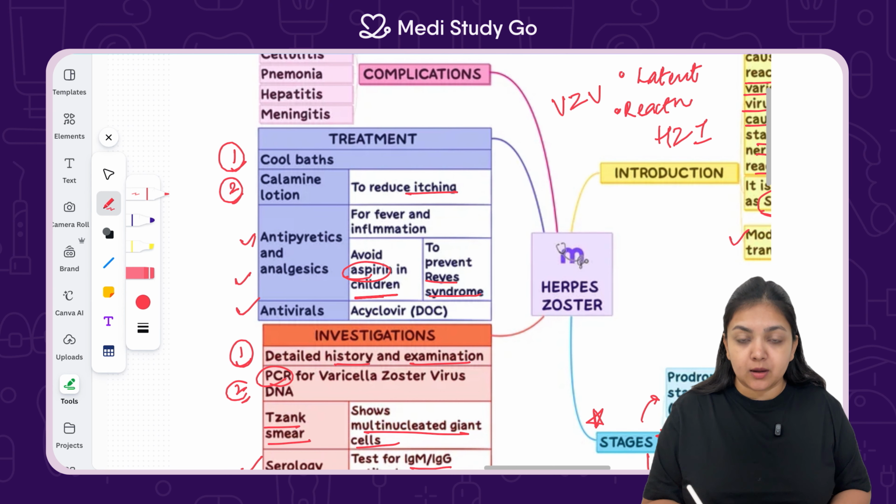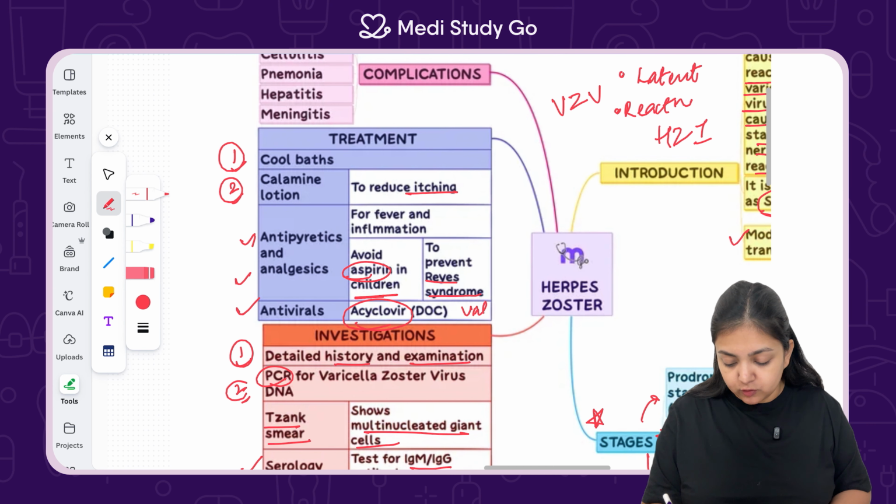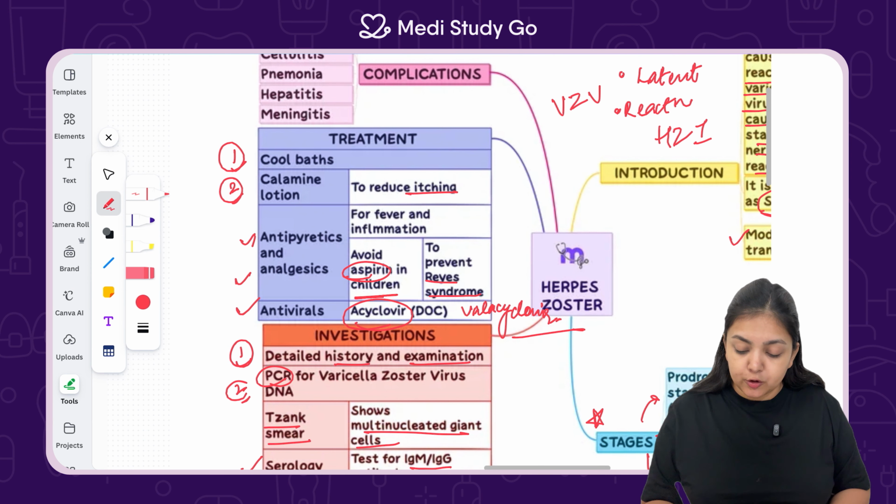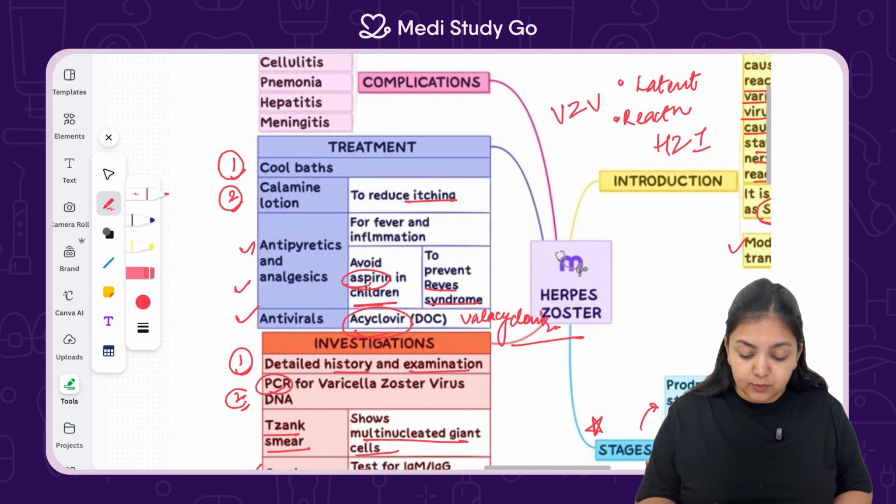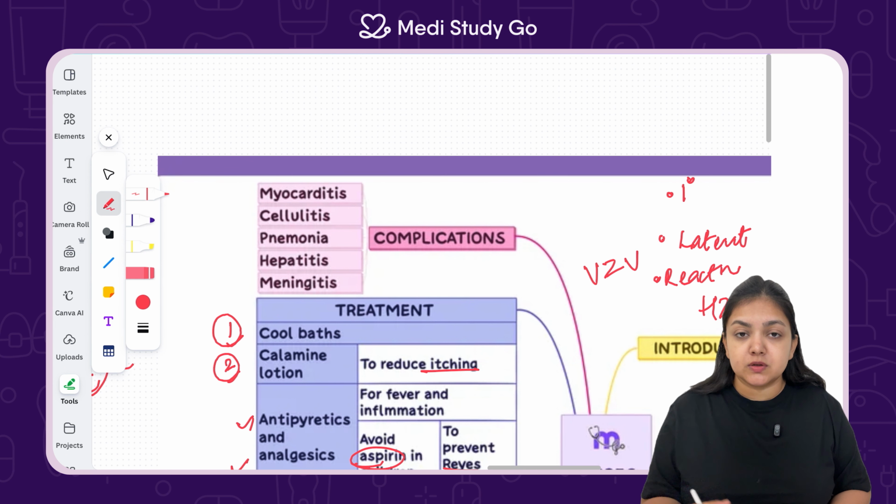Lastly, antivirals are recommended like acyclovir and valacyclovir, which help in decreasing the viral load of the infection. So this is how you can treat the infection of herpes zoster. If not treated adequately and timely, it will of course involve other organs because of the inflammation and infection, which is going to be ongoing in nature.